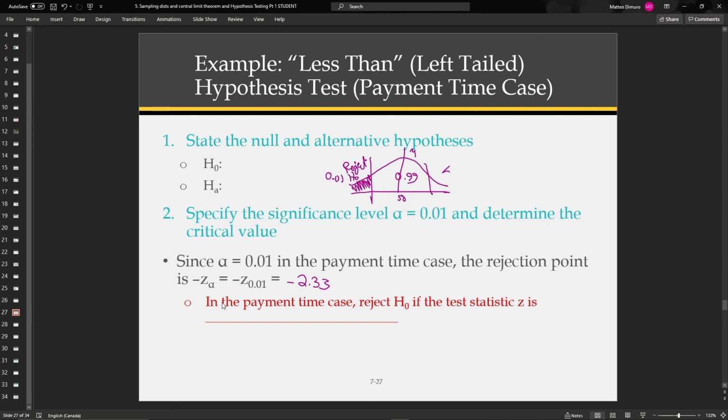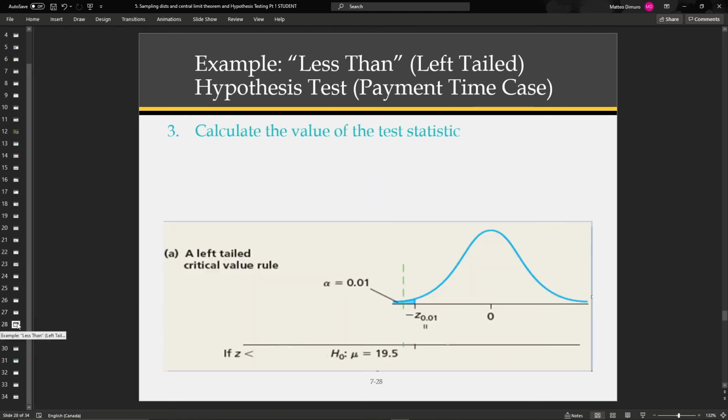Okay. You also must write the statement. In the billing time case, reject H0 if the test statistic Z is less than negative 2.33. Perfect. I told you these would be long questions. Okay, let's go ahead and find the value of the test statistic. So we're going to go plug it into our formula. It's just the central limit theorem one.